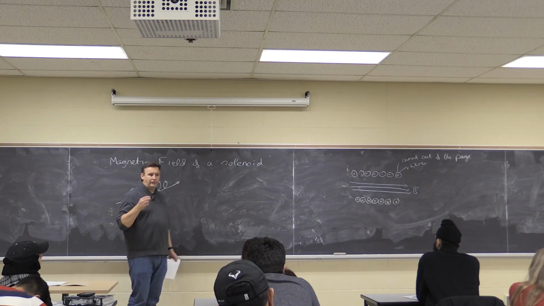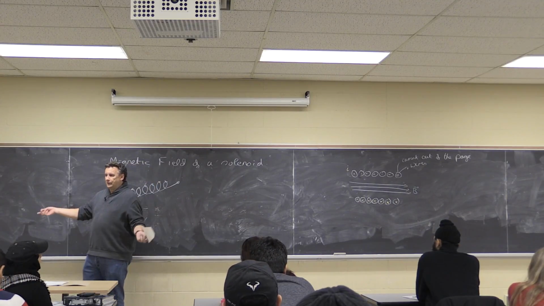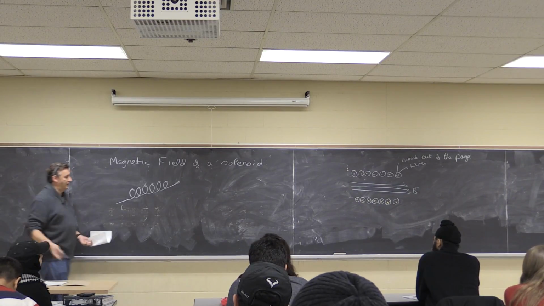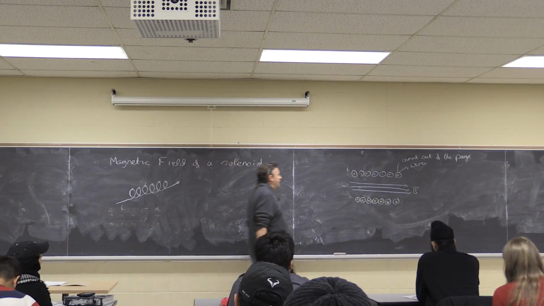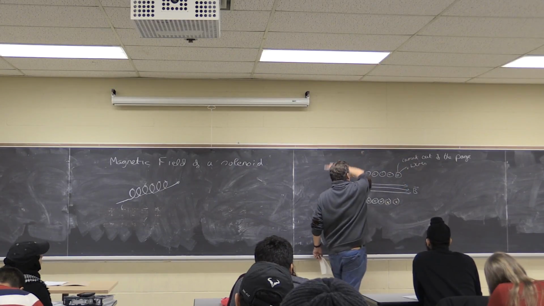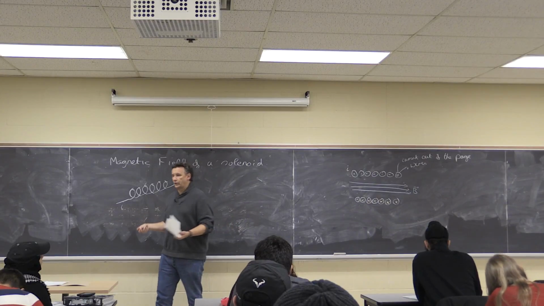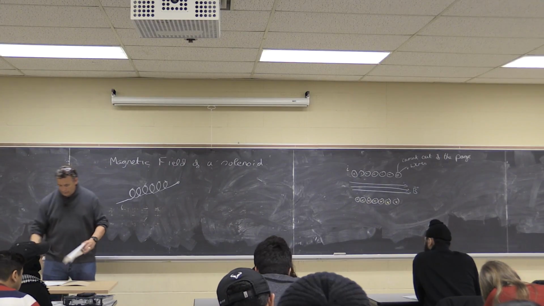But we know those magnetic field lines have to either start or end on a north pole, or they have to form a complete loop if they're in free space. So essentially these things would have to loop around outside and come back in. So how can we use Ampere's law to figure out what the field is?